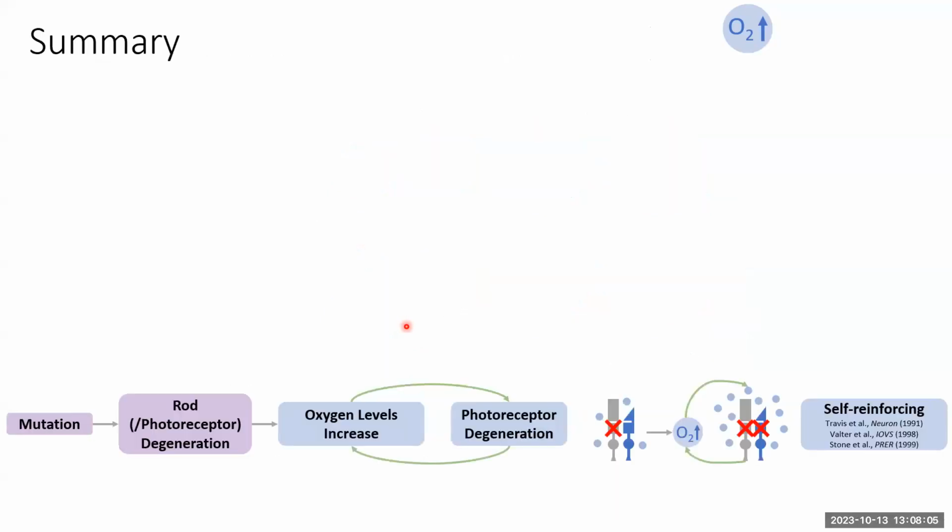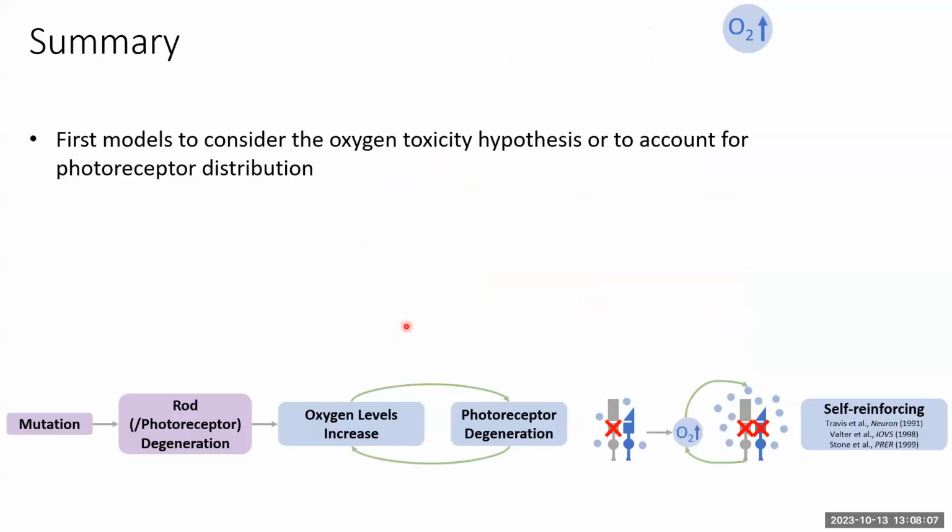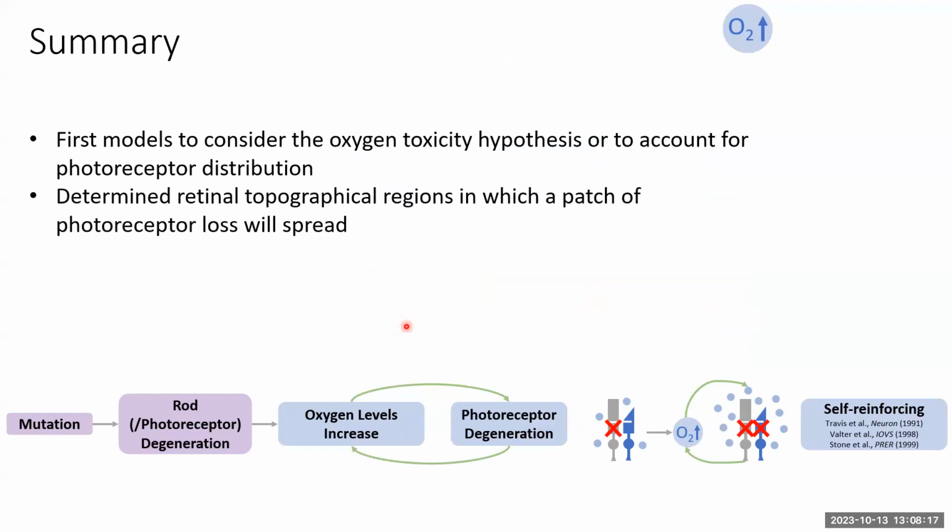So to summarize, the models that I've developed here are the first to consider the oxygen toxicity hypothesis for retinitis pigmentosa, or to account for the heterogeneous distribution of photoreceptors across the eye. We've been able to determine the retinal topographical regions in which a patch of photoreceptor loss will spread, and that's determined by whether they lie in one of these alternating regions of stable or unstable regions, that bullseye pattern I showed you earlier.